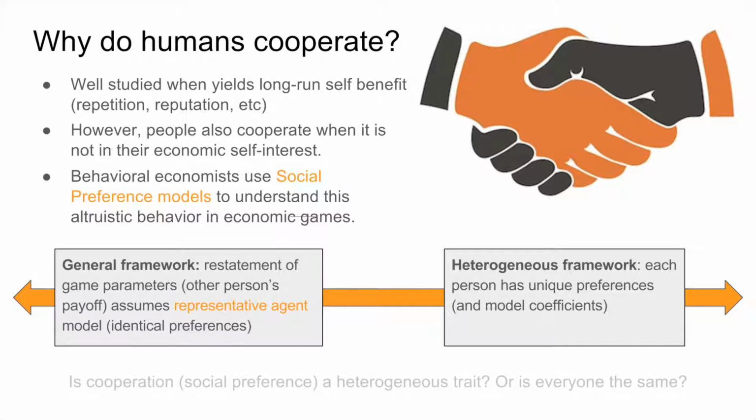So the natural question here is, is cooperation a heterogeneous trait? Is everyone kind of unique in their ability to cooperate, or is everyone kind of the same and it really just depends on the situation?